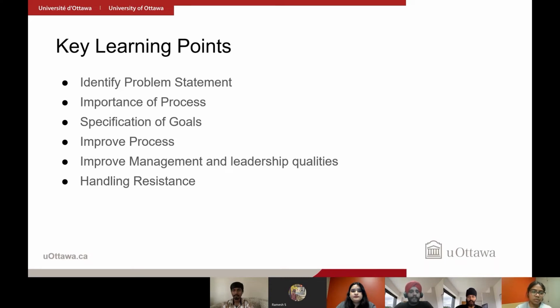Hello everyone, I'll be discussing the key learning points. So the major step in problem solving is identification of the correct problem statement. It provides a clear description of the area of concern. So next is importance of process. A process is a collection of all the tasks performed in a sequence to finish a particular process so that we can get the desired output.